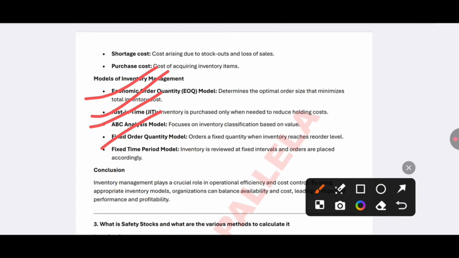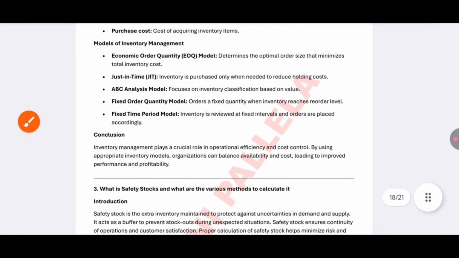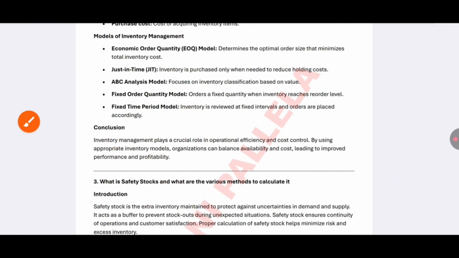The amount of the orders will be fixed. Every month this much only I will take up the orders, like that. Next one, fixed time period model. So these are the different types of models of inventory management. So inventory management plays an important, crucial role in organizational efficiency, where it will improve the productivity, certainty, and also sustainability of the organization.